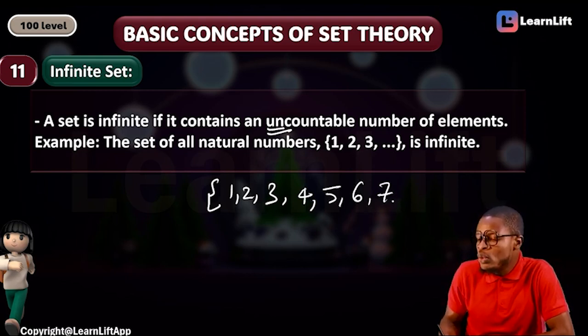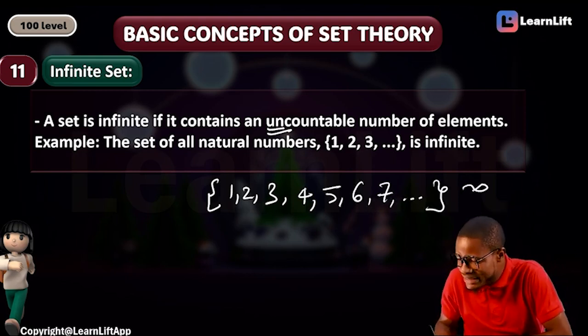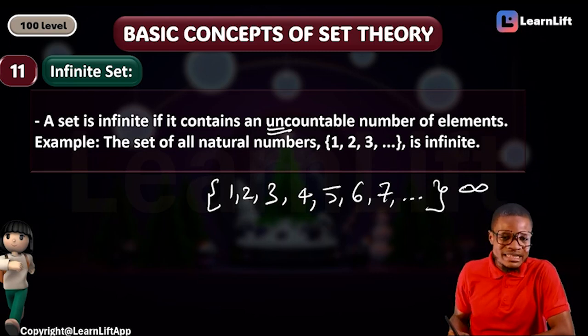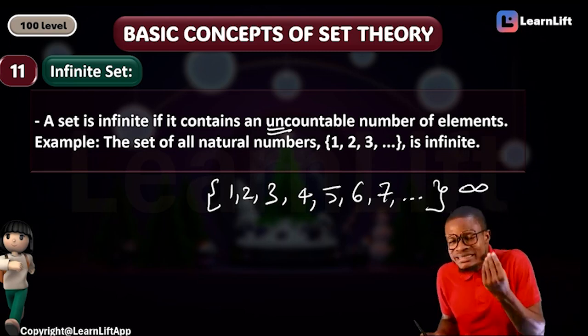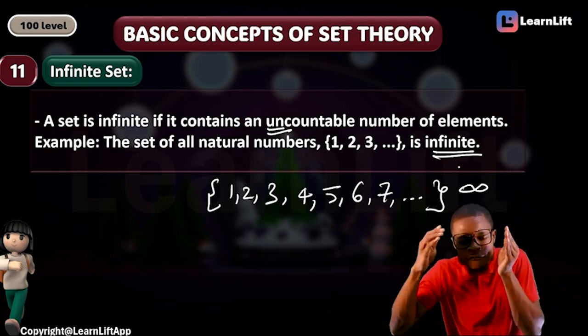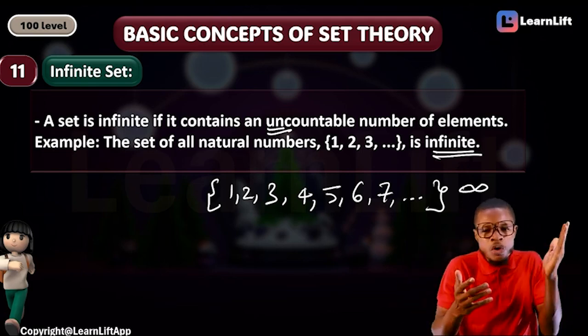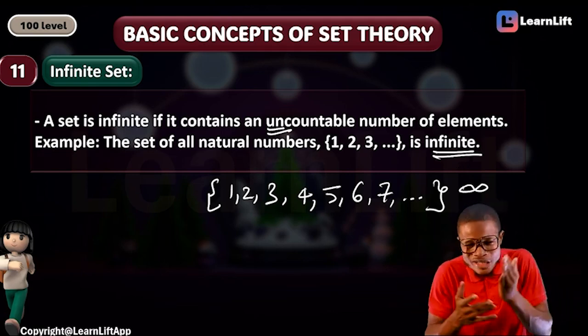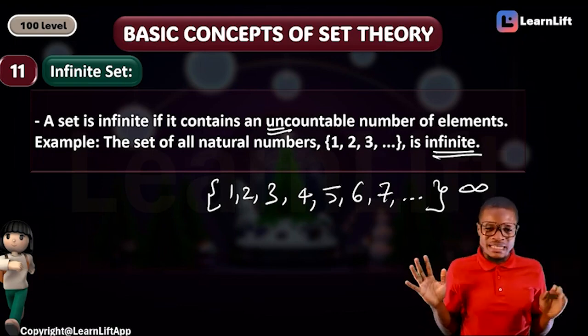A point will come where you cannot count, and then it is to what? Infinity. It is to infinity. Are you getting it now? So, these guys here are said to be what? Infinite. So, your finite sets, they are countable. Your infinite sets, they are what? Uncountable. As simple as that.